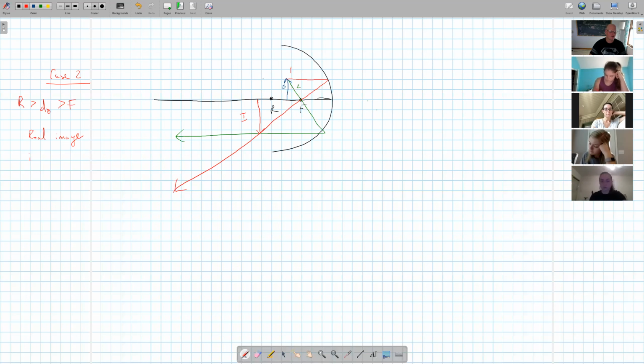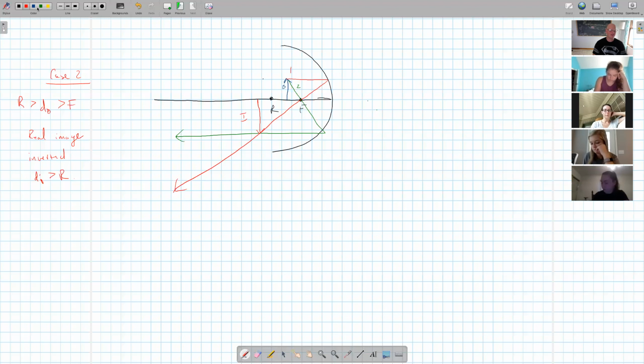So that would be a real image. Again, it is inverted. So this guy is upside down as opposed to the orientation at which he's supposed to be. And we can see that the location at which this image is created is actually greater than the radius of curvature. So here the image location will be greater than the radius of curvature. Okay. So these are 3 observations we can make about this guy. Good, so that's case number 2.